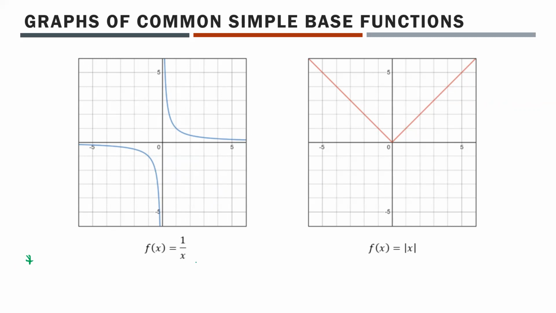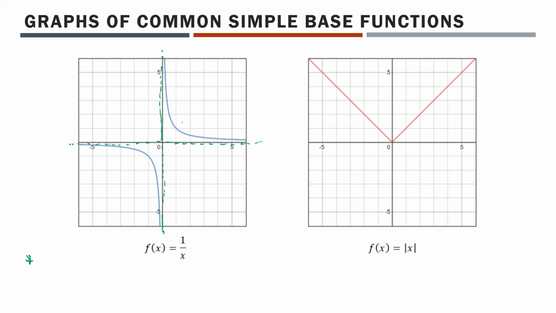If you're ever given a 1 over x graph as your base function, just focus on your vertical and horizontal asymptotes. A vertical asymptote was like an invisible or often dotted line that your function just doesn't touch. It just comes really close to it, but it doesn't actually touch it. And same with a horizontal asymptote. It's just a horizontal line that your function doesn't touch.